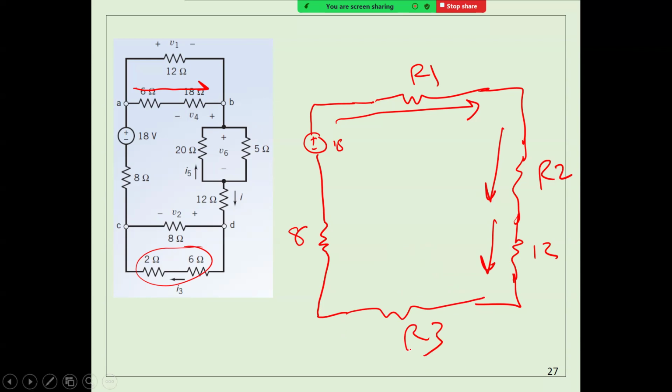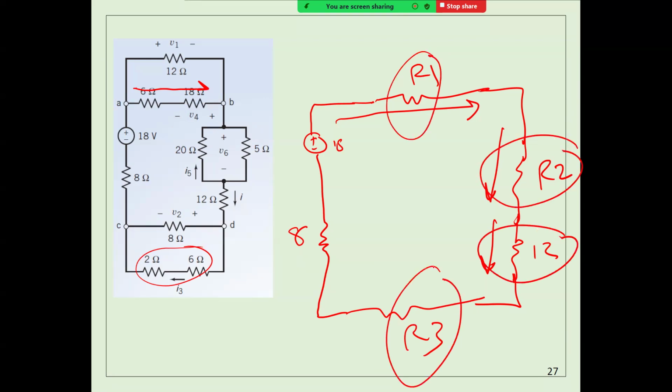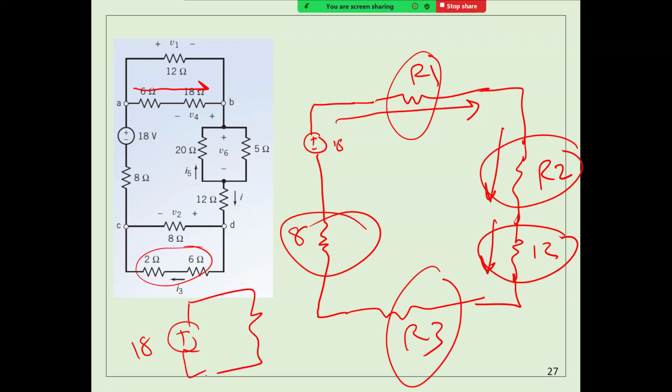After that, the R equivalent is very clear. R1 is in series with R2, in series with 12, in series with R3, in series with 8. So I can add all of them together, and then at the very end, I have just one resistance here, the total resistance. Okay.